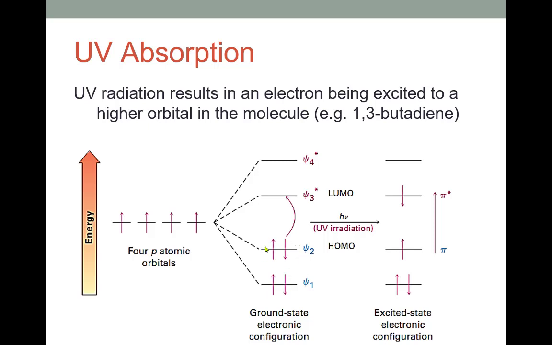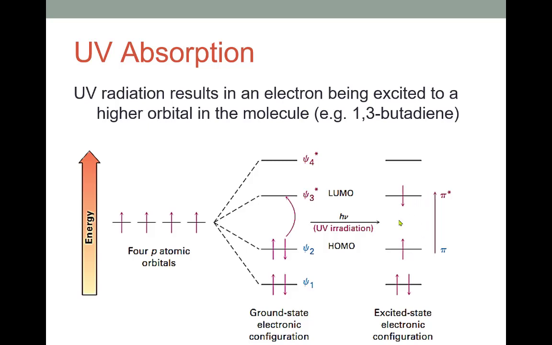This next one up, labeled here as psi 2, is our highest occupied molecular orbital, abbreviated as HOMO. The next one up, the first empty one, is our lowest unoccupied molecular orbital, or LUMO. So when we talk about irradiating this with UV light, all we're talking about doing is providing enough energy for one of the electrons in the highest occupied molecular orbital to get excited up to a position in the lowest unoccupied molecular orbital. We're providing enough energy to do this HOMO to LUMO transition.